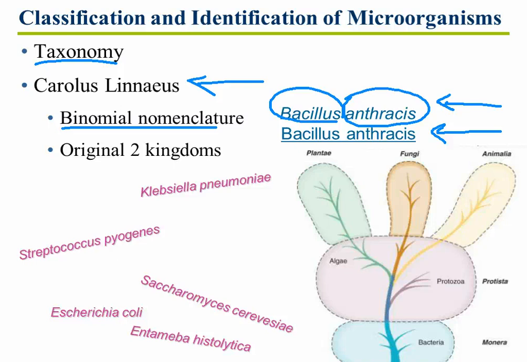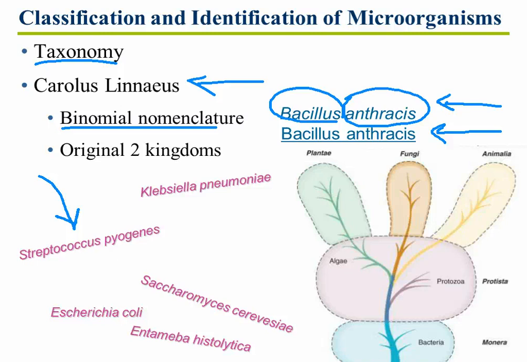Okay, the names. People really object to these names of organisms. Humans are Homo sapiens. The domestic cat is Felis domestica. I mean, those are pretty easy. But you throw Streptococcus pyogenes at somebody, and all of a sudden they freak out.